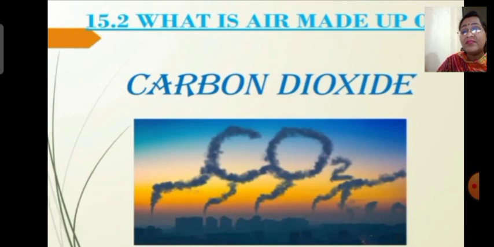Here children, if anything is burnt in a closed room, we feel suffocated, and this is because after burning that material, carbon dioxide is produced. Simultaneously, carbon monoxide is also produced. Because of that we feel suffocated. Children, air contains only 0.03% of carbon dioxide. Though the amount of this gas is very low, it is a very important component of air.